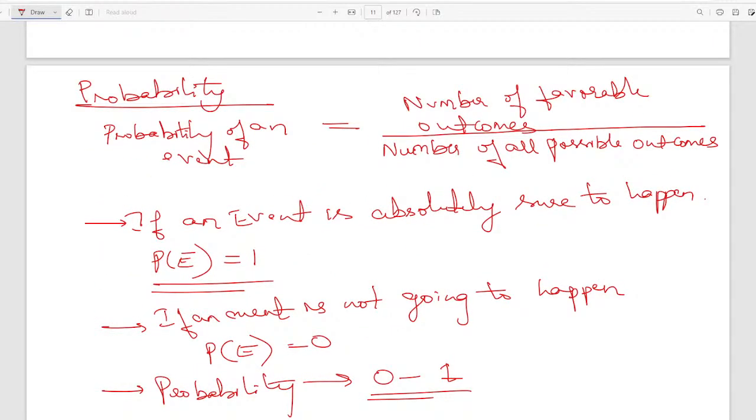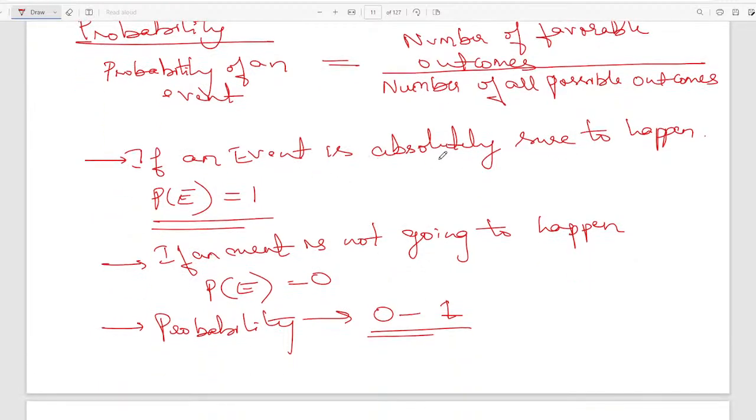So if you are calculating the probability of any event, that is equal to number of favorable outcomes divided by number of all possible outcomes. And if an event is absolutely sure to happen, the probability of that event is 1. And if an event is not going to happen, then the probability is 0. And the probability varies between 0 to 1. I hope this is clear. If you have any doubts, please ask.